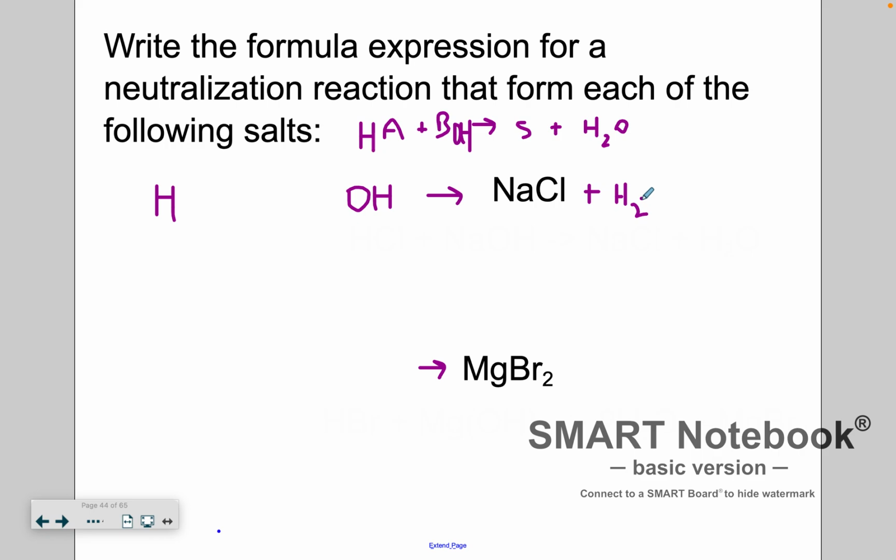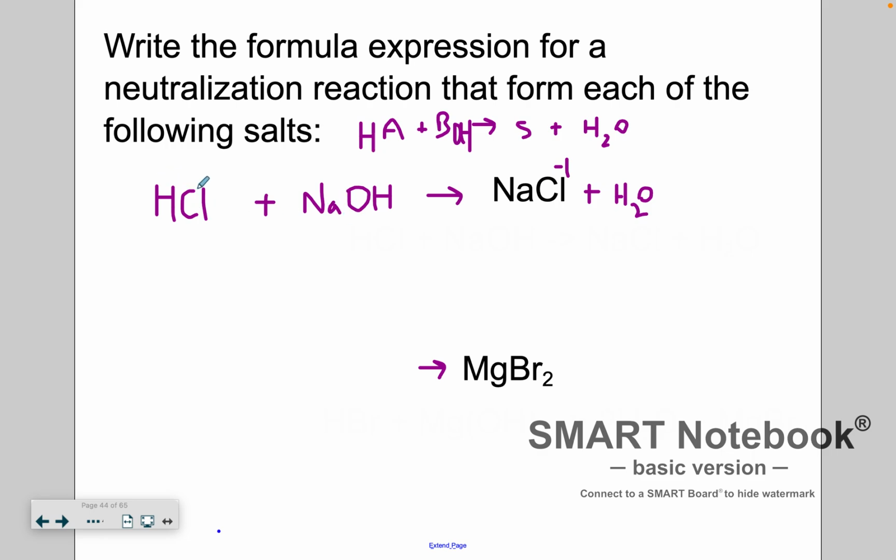So now all I have to do is split my salt, because one of them is going to go here and the other one's going to go over here. But the question is, which one? Well, hydrogen has what kind of charge? It's +1. So it usually pairs with the anion. So when I take a look at the salt, which one has the negative charge? Chlorine. Okay, so the HCl goes here, and the Na goes here in front of the OH.